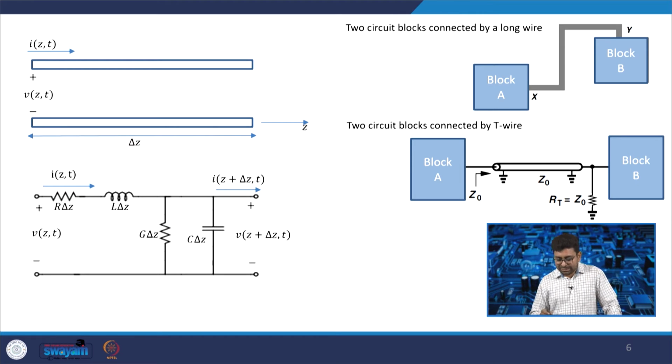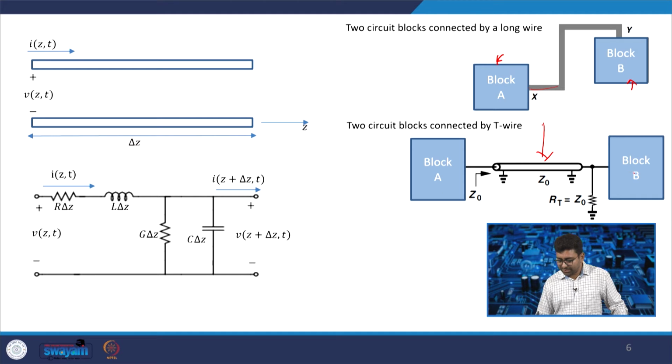There is one example on the right side. If there is a block A, some block on chip, that is A, and there is another block on chip B. Now, a high frequency signal is travelling from X to Y. So, this is a transmission line, and let us say if it is on PCB, if it is 10 centimeters or more, then you should consider the effect of the transmission line.